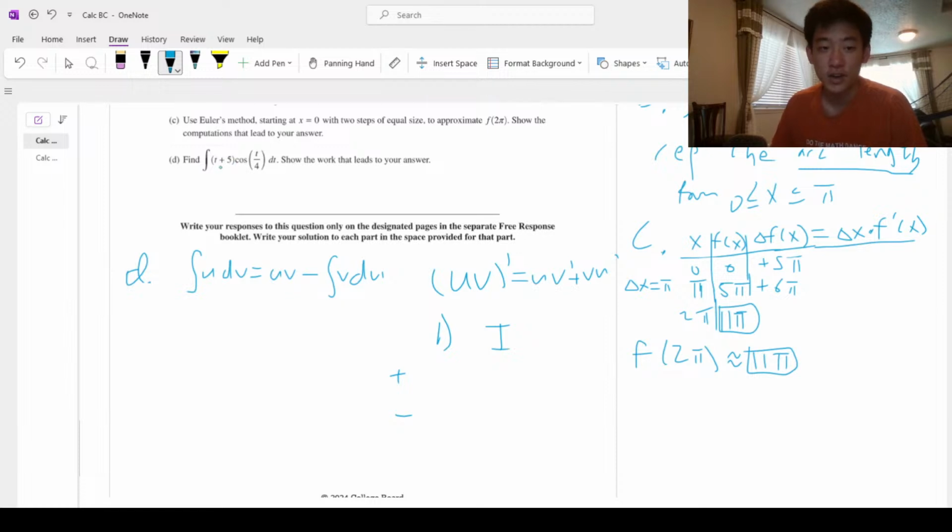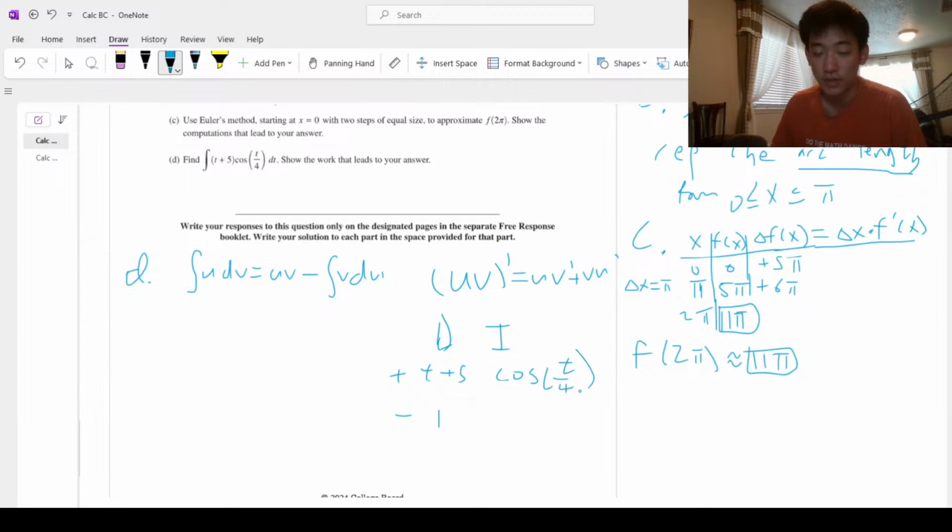You would choose u here to be t plus 5 and v equal to cosine of t over 4. The reason for that is because once this gets to a smaller degree, you have to be able to take the integral of this. So for the table method, this is t plus 5, and the derivative of that is just 1, which is nice. And then cosine of t over 4.